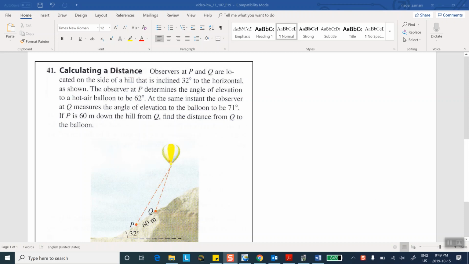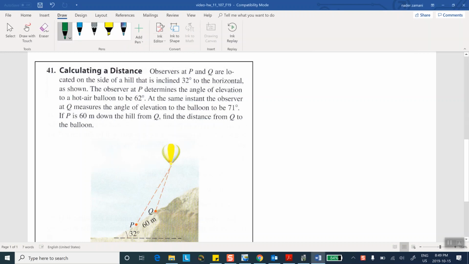So here's the situation. We have a hill as shown here, and after you read the problem, you notice that if you look at this triangle, this angle is 32. This angle is 71, and this angle that you see over here is 62 degrees.